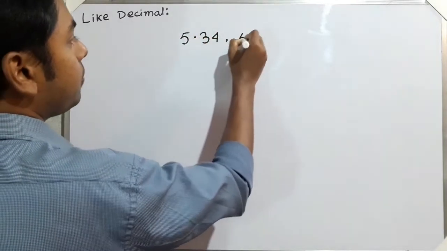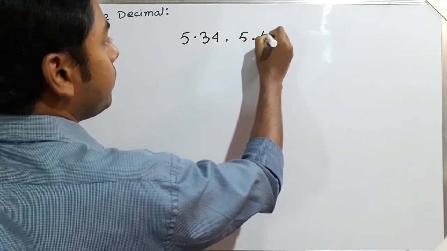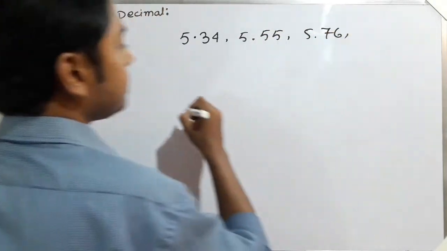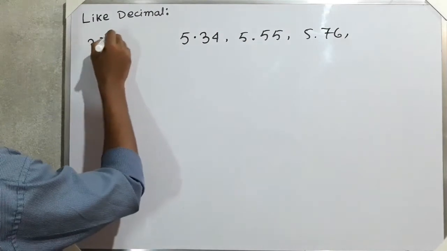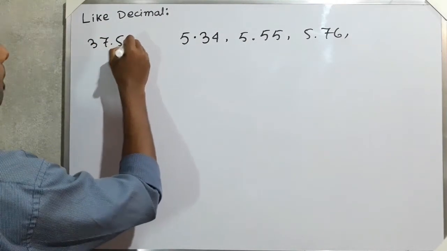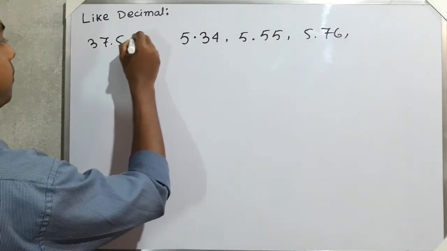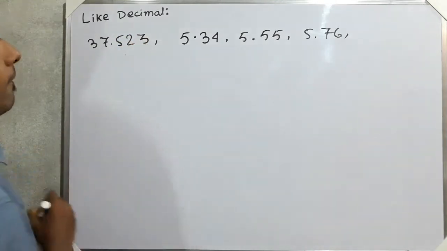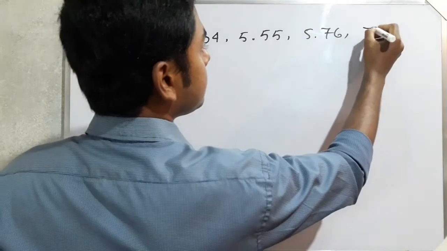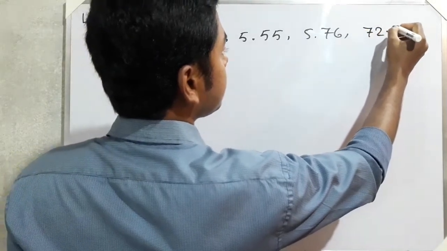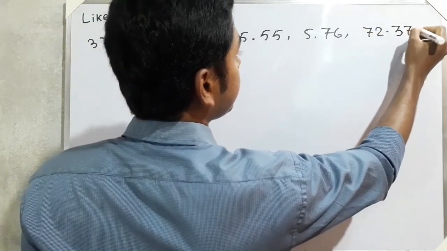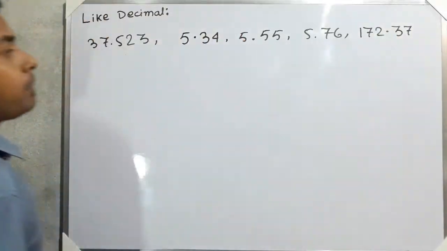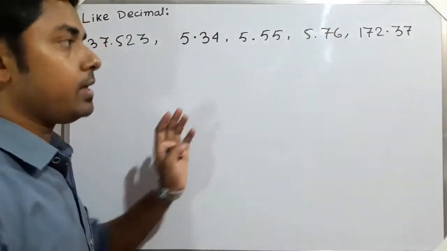5.34, 5.55, 5.76, okay, then 37.5, okay, 523 and 72.37, 172.37. Okay, suppose I have written these numbers, I have taken these numbers.